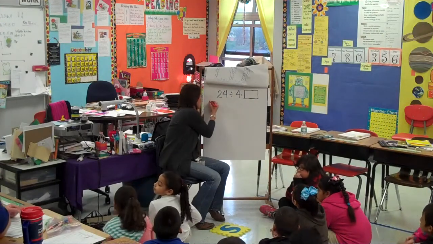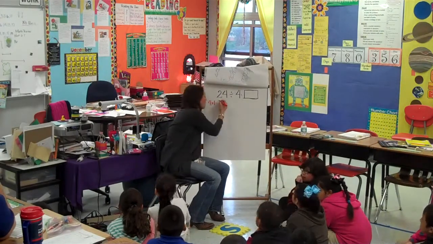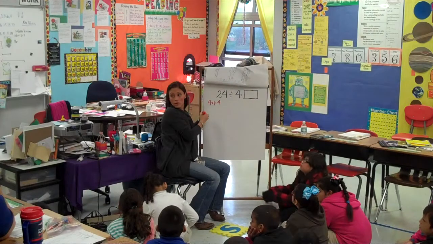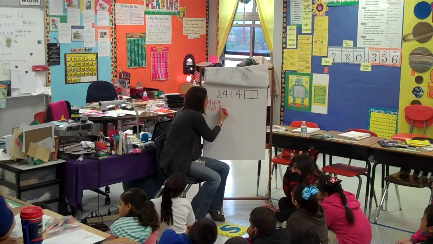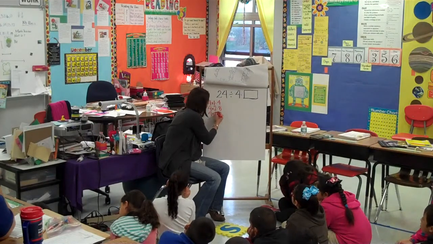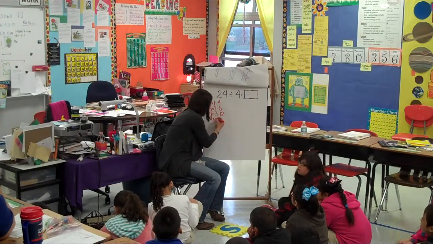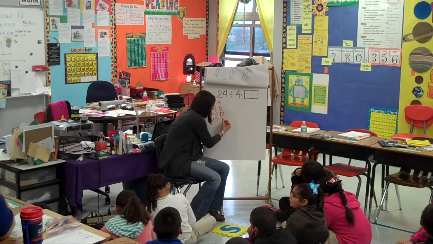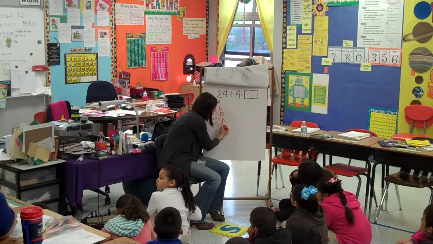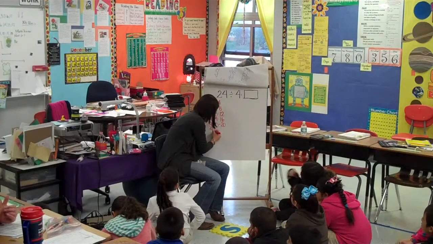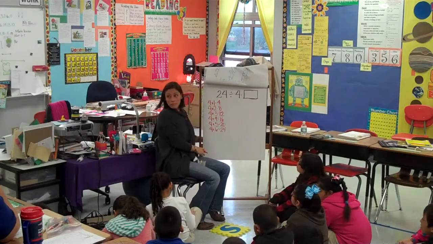Okay, so Nathaniel started with 4 times 1, and that gave you what? 4. And then? 4 times 2, and what did that give you? 8. And then? 4 times 3 is 12. Okay. 4 times 4 equals 16. Okay. 4 times 5 equals 20. Uh-huh. 4 times 6 equals 24. Do I keep going? That's it.